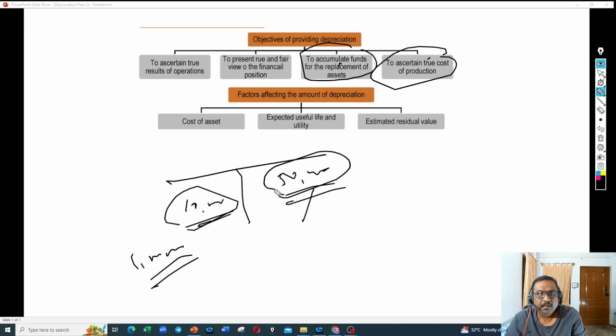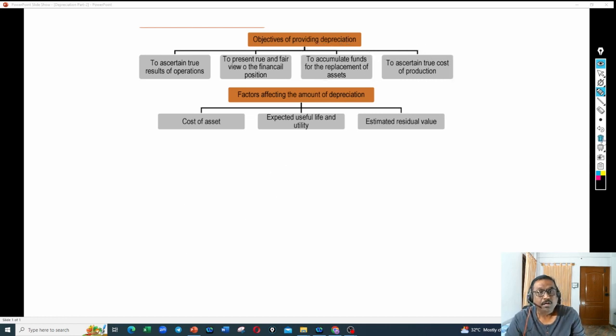Simple. So, if you want to understand what are the objectives of providing depreciation: to ascertain true results of operations, to present true and fair view of the financial position, to accumulate funds for the replacement of the asset, to ascertain the true cost of production. These are the important objectives of providing depreciation. I hope you are very clear on this point.